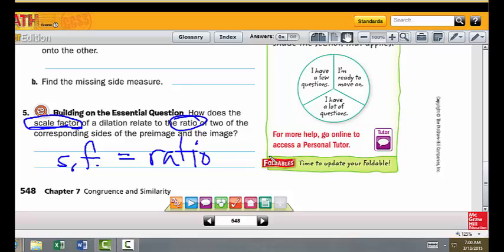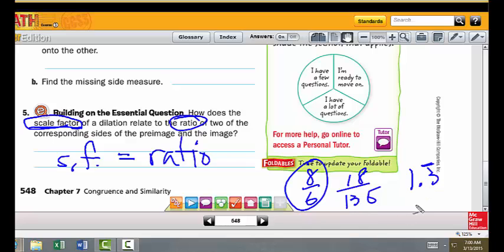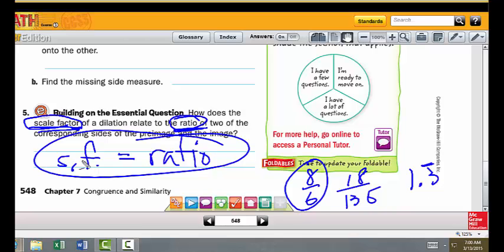So for example, I'll write one of them down here from a previous problem. We had 8 over 6 in problem number 2, or we had 18 over 13.5. And remember, we figured this out in our head to be 1 1/3, so 1.3 repeating was the scale factor. One of those figures was 1 1/3 times as large as the other. So again, scale factor equals the ratio. They're the same thing. Please do independent practice.